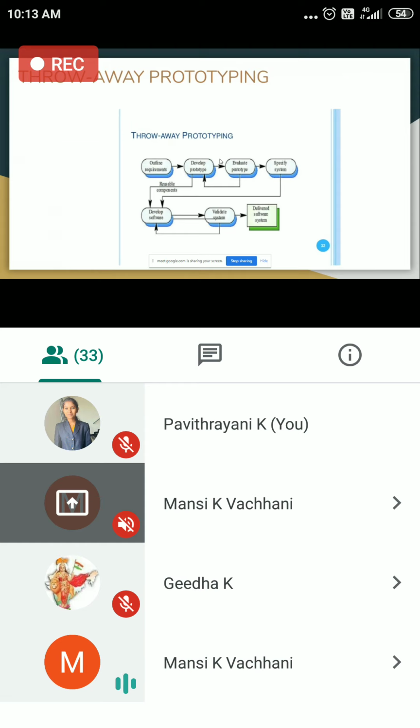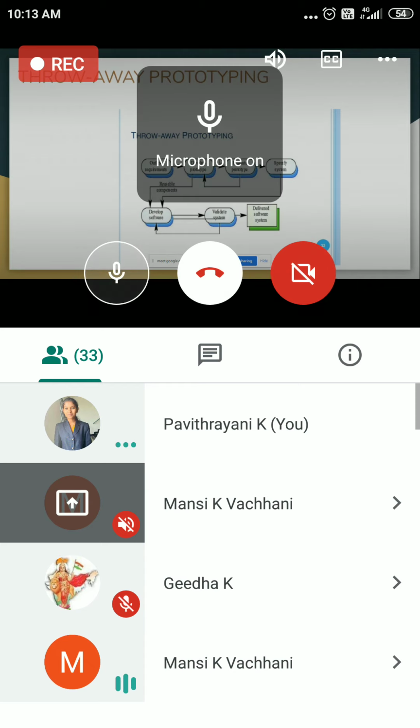The first is throwaway prototyping. It is cheap and fast prototyping, commonly used in the early phases of design. Okay, throwaway. Can anyone tell what throwaway means? How will it be? Can anyone guess?